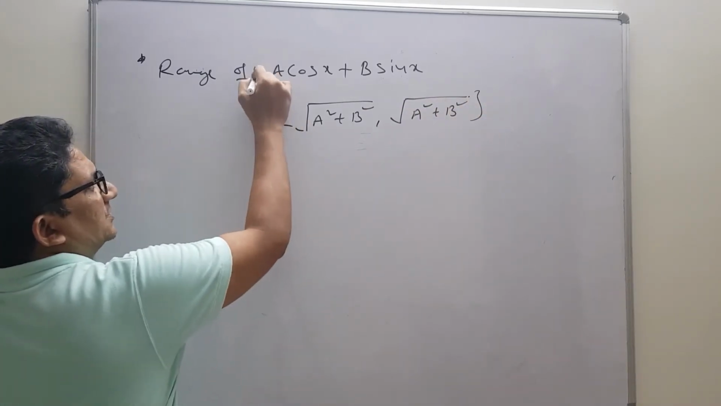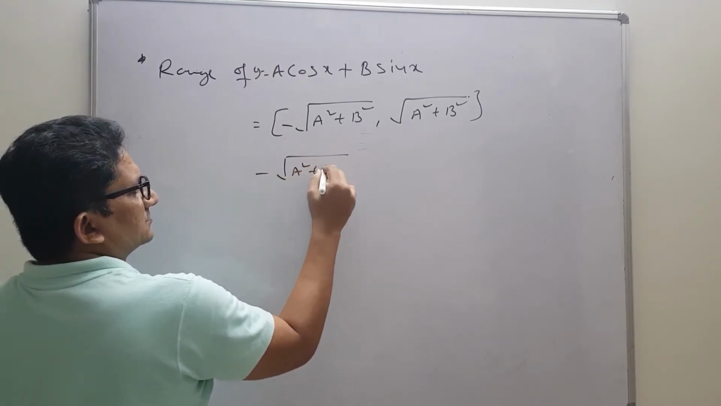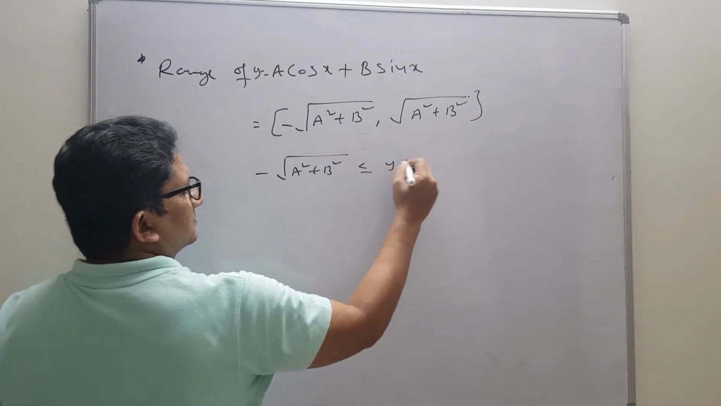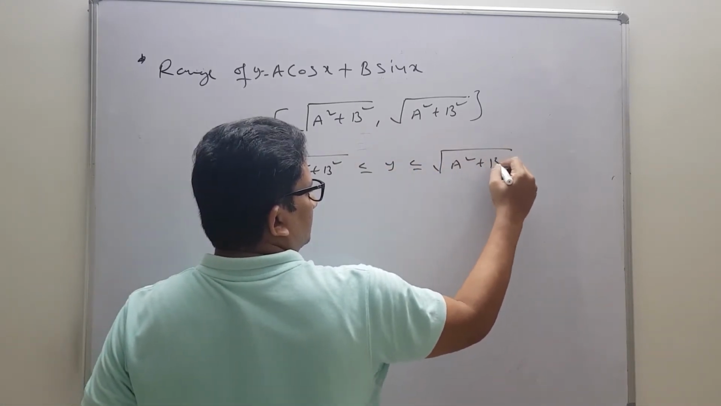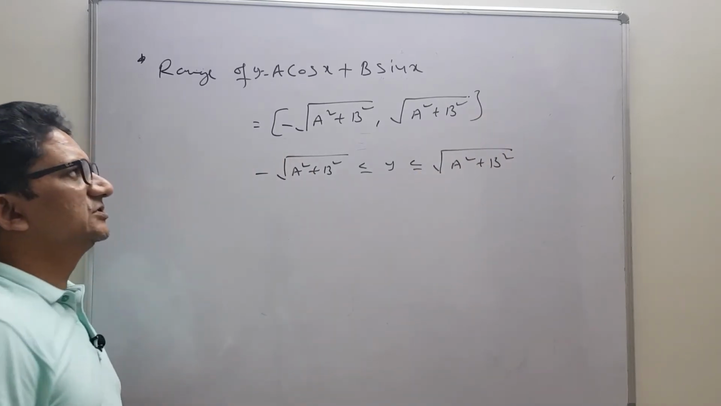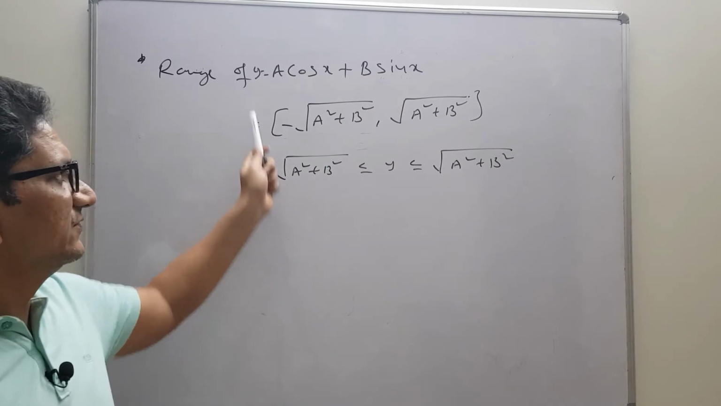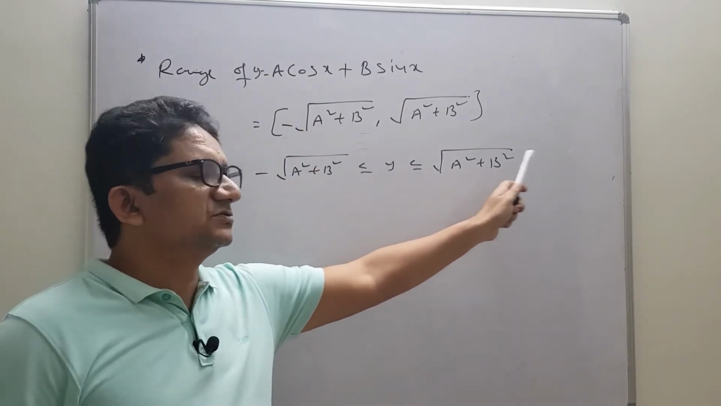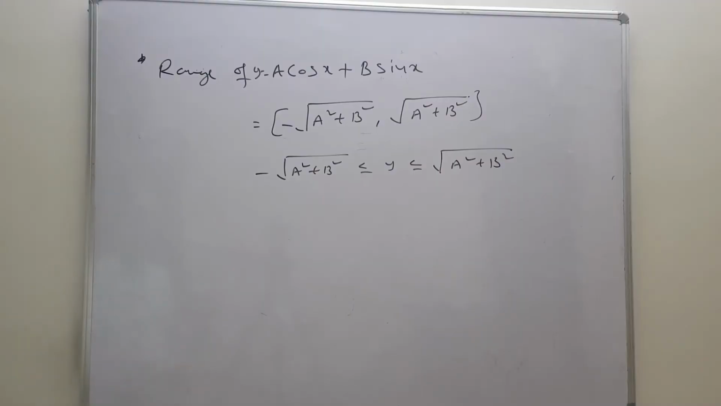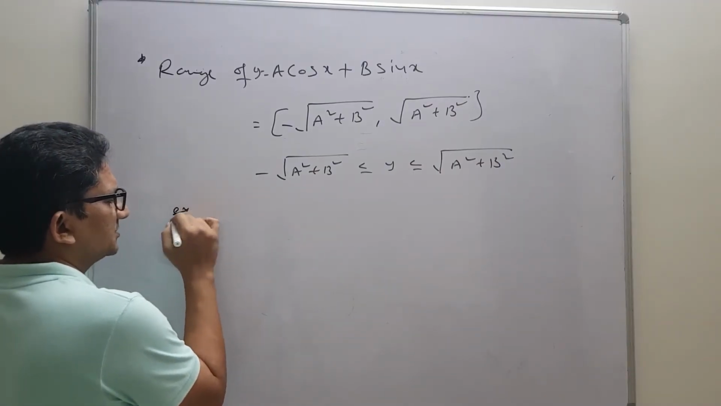So that means if you call this one y, then that y lies in between these two values. We suggest students to remember this format whenever you find such a thing. The minimum value of the function is minus root of a square plus b square and the maximum value is root of a square plus b square. The reason is so clear.